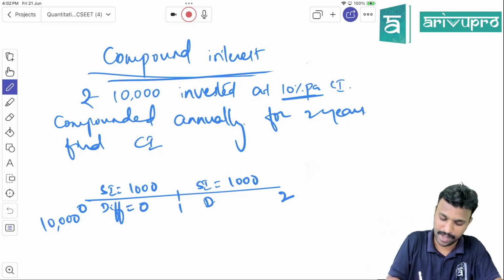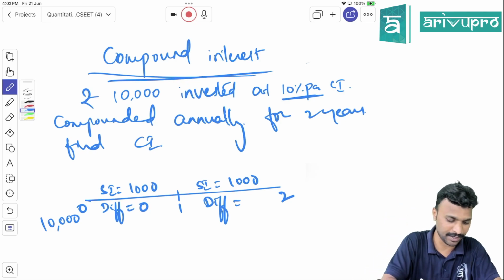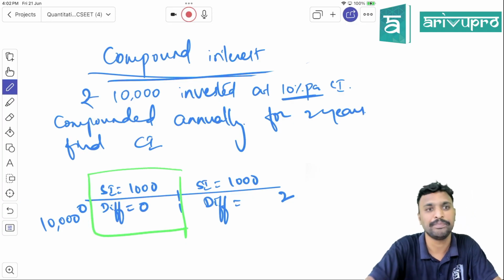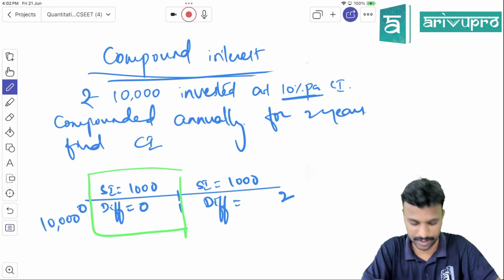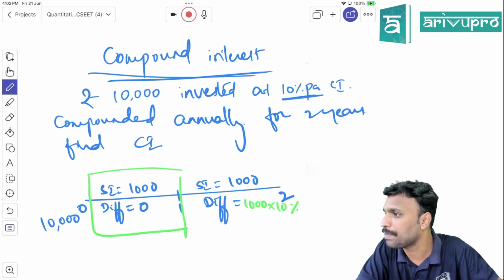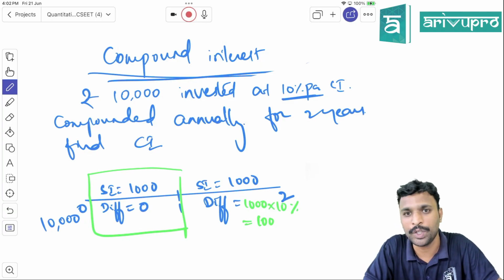Now you want the difference between CI and SI for the second year. If you want that, please concentrate. To the left of the second year, whatever you have, put a box and add the numbers within it. 1000 plus 0 is what? 1000. Write that 1000 over here and take the rate of interest that is there, 10%. 10% on 1000 is 100. Understood? So what is the total difference for 2 years? First year 0, second year 100 rupees. So total difference is 100.